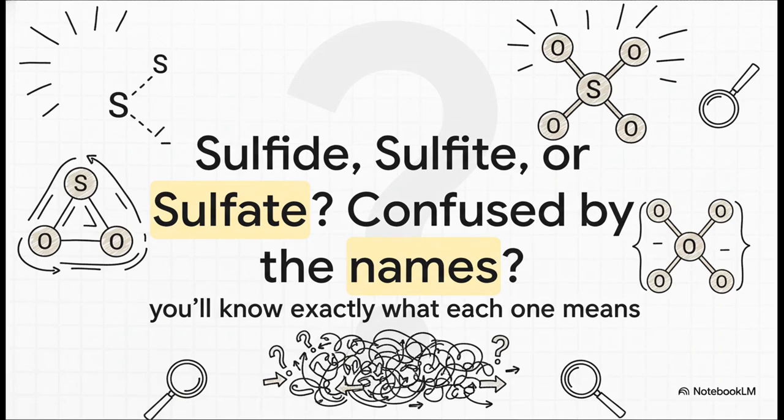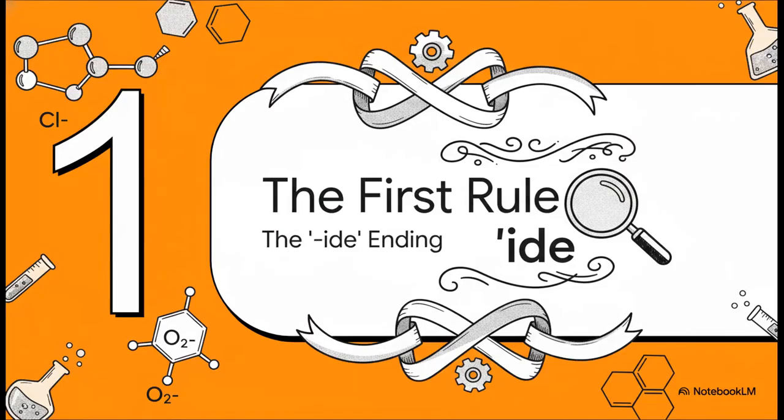Okay, let's be real. Have you ever stared at a list of chemicals and seen names like sulfide, sulfite, and sulfate, and your brain just kind of melts? They sound almost the same, right? But they're totally different things. Well, stick with me because in just a couple of minutes, you're going to be able to tell them apart just by looking at the name. No joke.